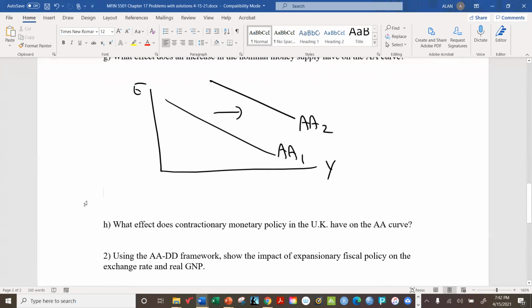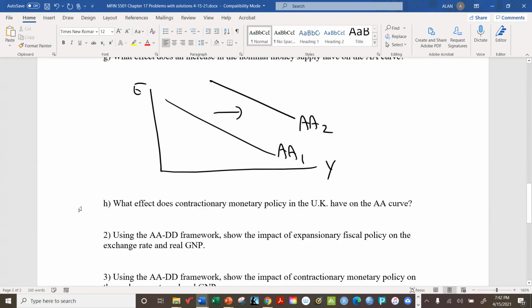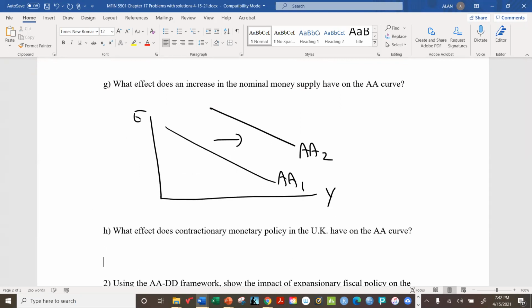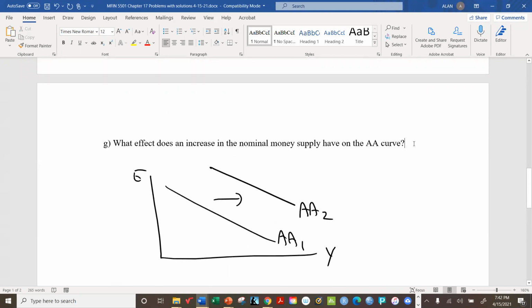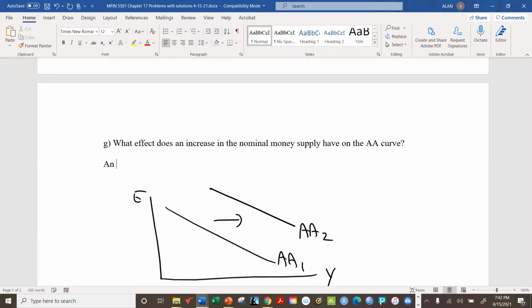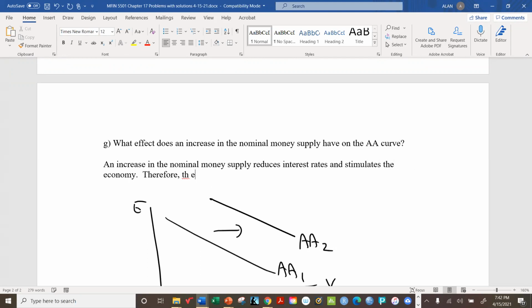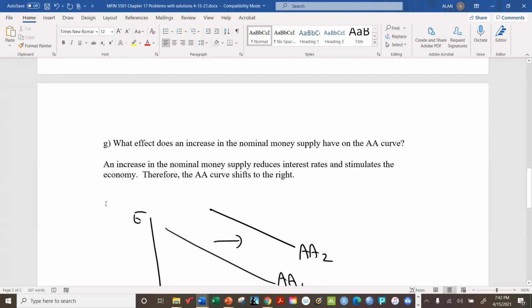Then H, what effect does contractionary monetary policy in the UK have on the AA curve? Well, this should be just the opposite. Oh, I forgot to mention it here. An increase in the nominal money supply reduces interest rates and stimulates the economy. Therefore, the AA curve shifts to the right. All right, and that's what we're seeing here.